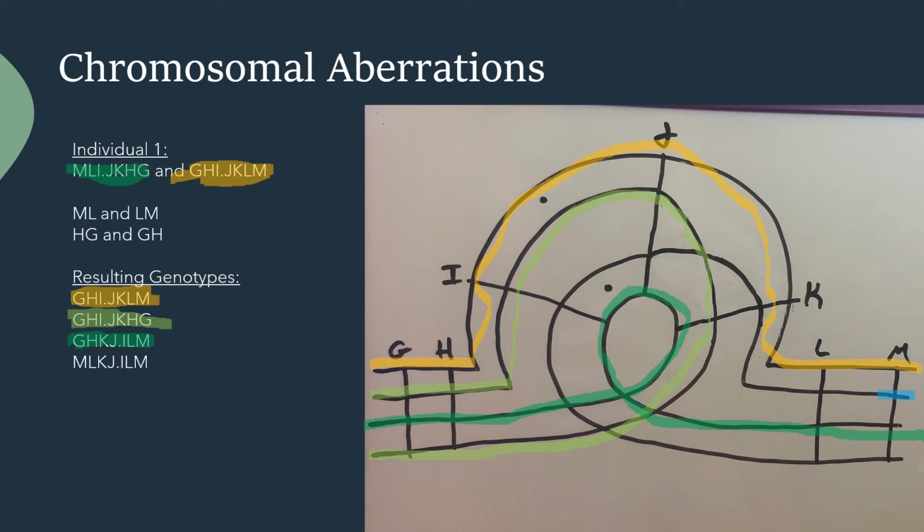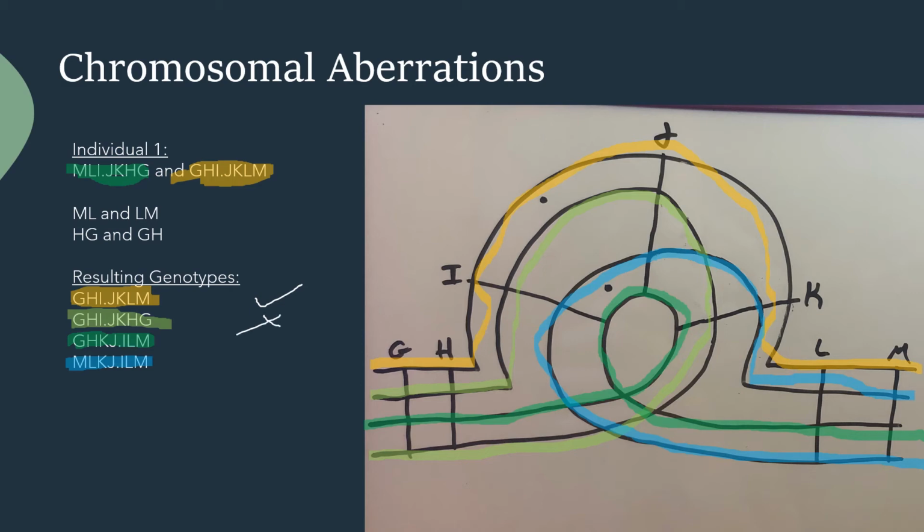And then MLKJ centromere I LM. So we can look at these and see which ones are viable, because the ones that are viable will have a centromere, no duplications, and no deletions. So we see here that this one's viable.